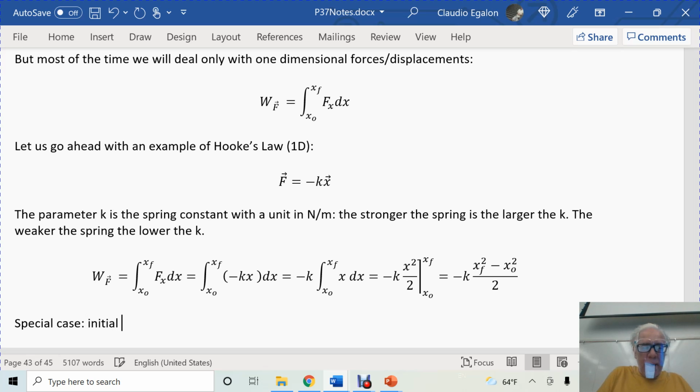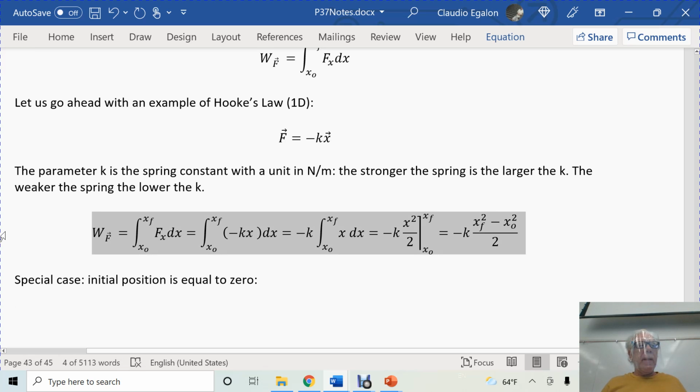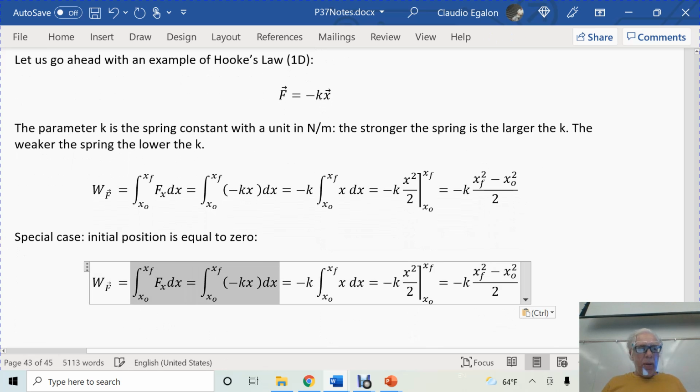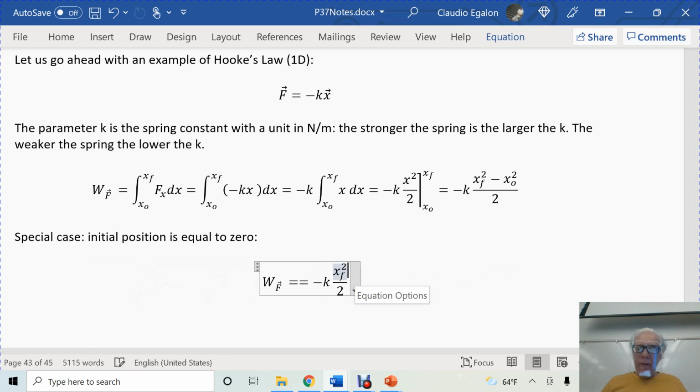Special case: initial position is equal to 0. Okay. So what's happening? In this case, for this special case, the work done is going to be what? It's going to be negative, right? Because xf squared is going to be positive no matter whether xf is negative or positive. The square of any real number is always positive. Okay? So let's take a look at the drawing that you saw before.